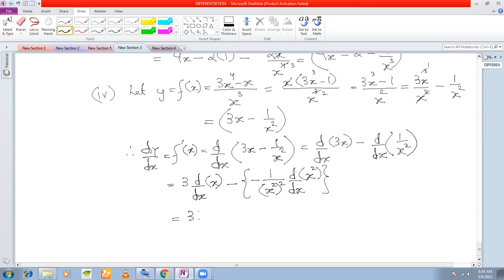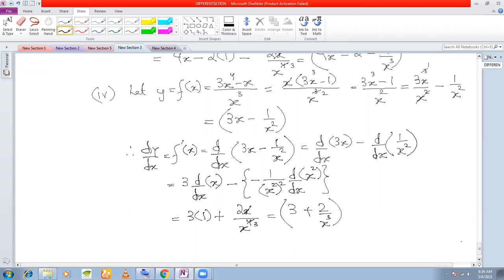So here we have 3 into 1 minus will combine to become a plus. And d/dx of x square, you know, is 2x, and in the denominator you have x to the power of 4. This 1x cancels here. You get 3 plus 2 by x. And that's your required differentiation.